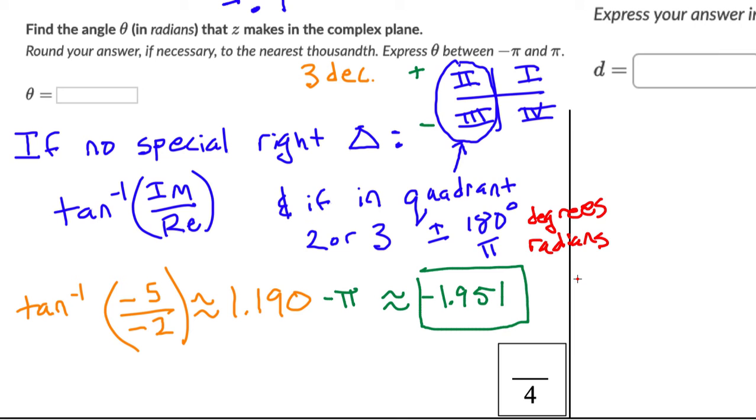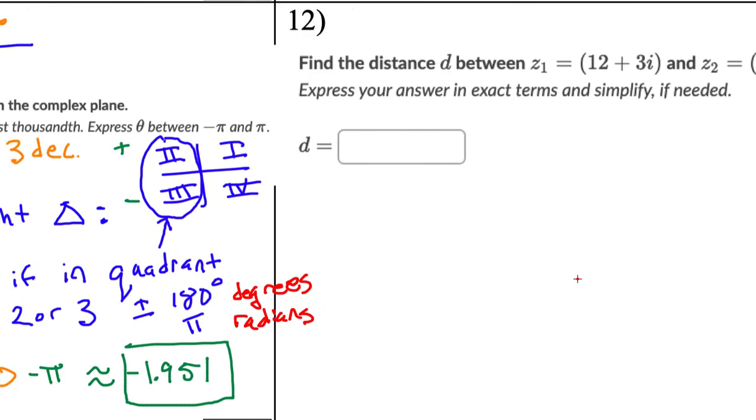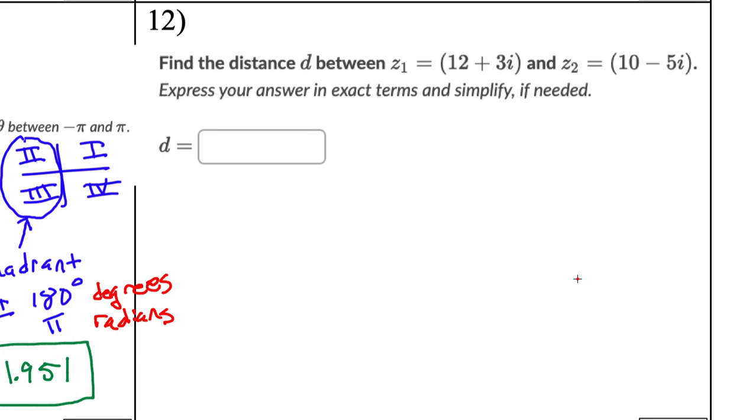All right, so I'm moving on to number 12. I need to find the distance between these complex numbers. If I think about this graphically, I'm going to have a point and a point. In order to find the distance of this diagonal, I need to make a right triangle and use the Pythagorean theorem.